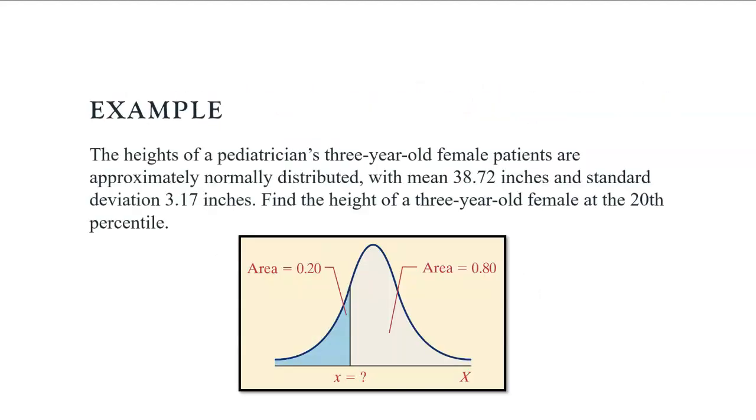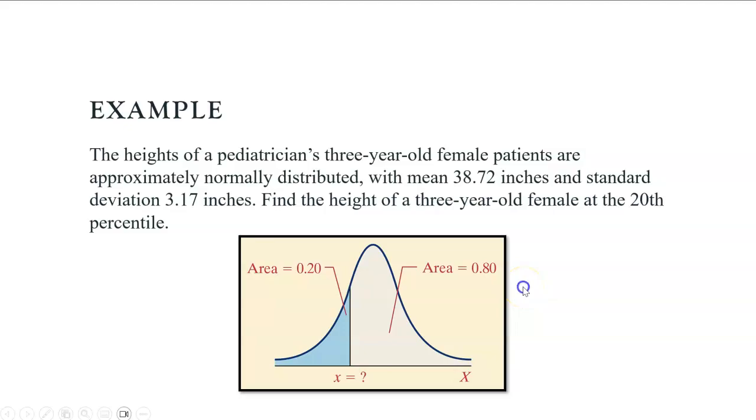For this example, the heights of pediatricians' 3-year-old female patients are approximately normally distributed with mean 38.72 inches and standard deviation 3.17. So same information as the last problem. This time we want to find the height of a 3-year-old female at the 20th percentile. What that means is we want to know what value of x would give us a 20% probability under the curve.